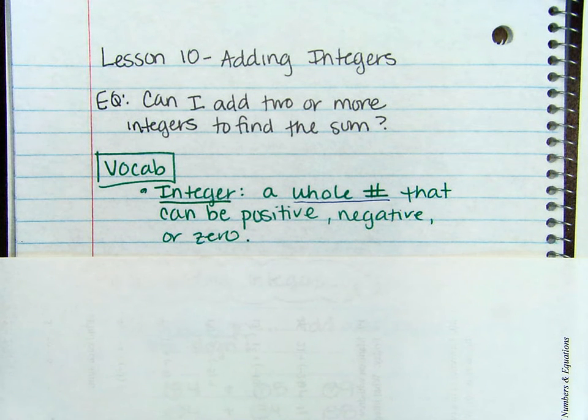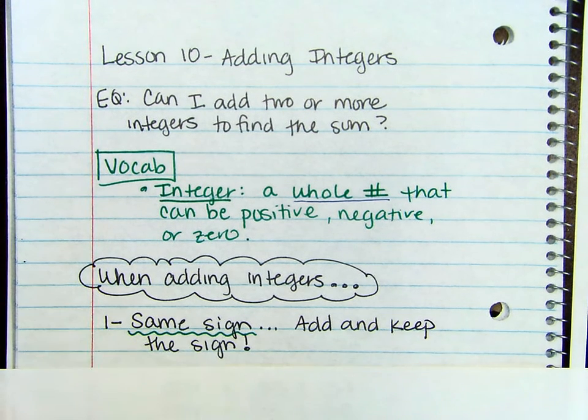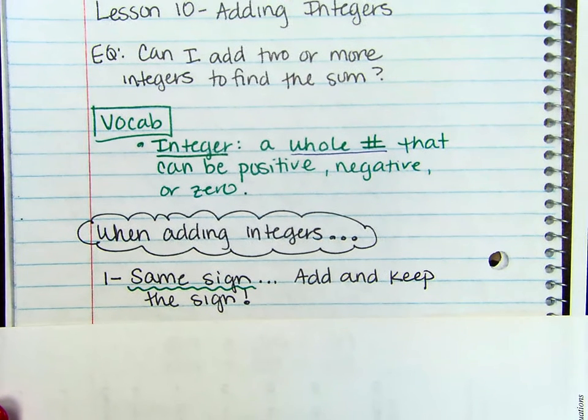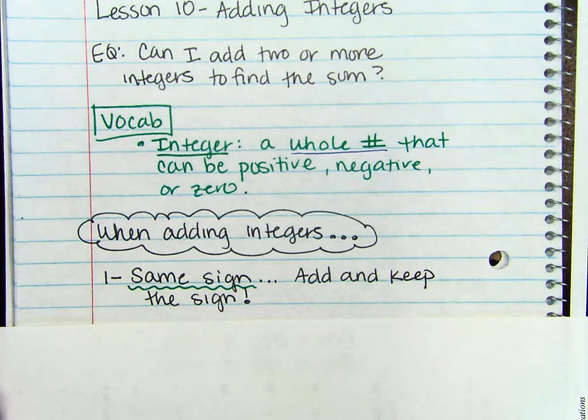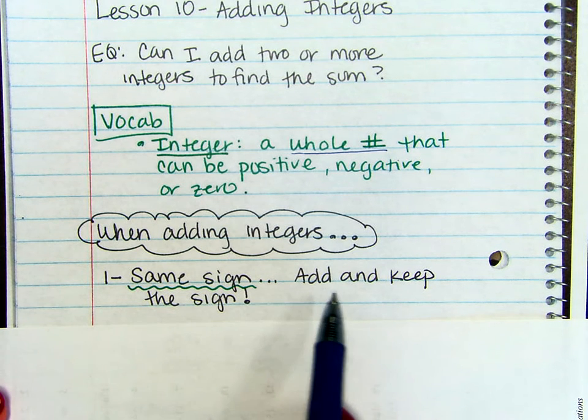Now, when we're adding integers, you are so used to going 4 plus 4, and that gives us 8. Here, we are going to be taking a look at adding positive and negative numbers together. When we have numbers that have the same sign, we simply add, and then we keep the same sign. So if we have two positive numbers, our answer is going to be positive. If we have two negative numbers, our answer is going to be negative.